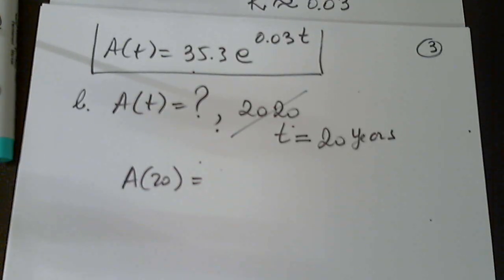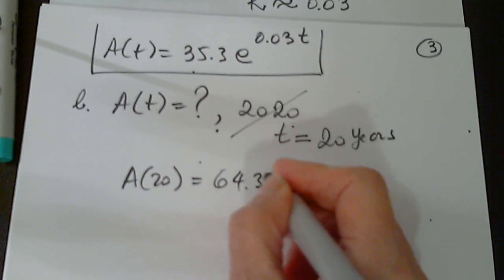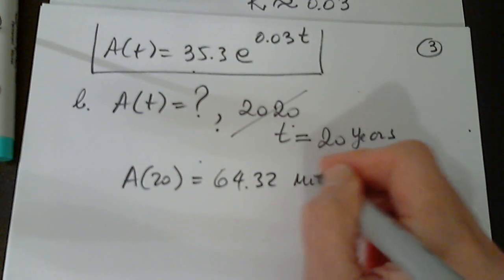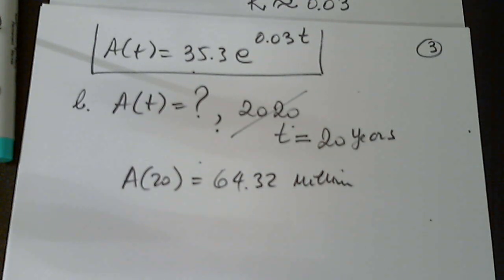So this is the function I'm checking, 35.3 e to 0.03x, correct? Perfect. And now they're asking me to plug in 20. Fine. No problem at all. Okay, so I see 64.32 million. Why million residents? Because A is given in millions. Okay, now moving on.